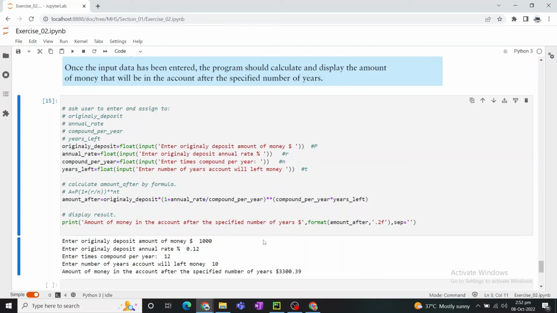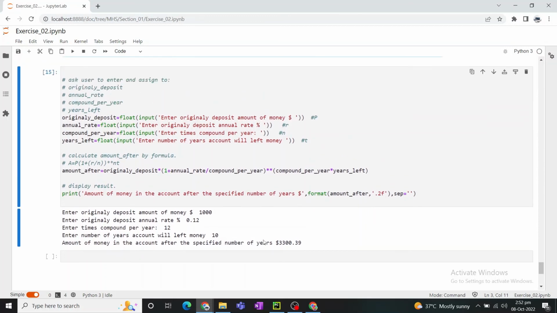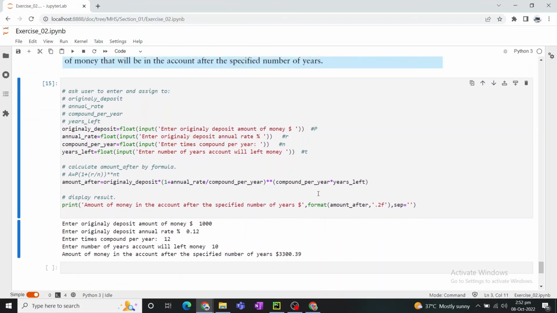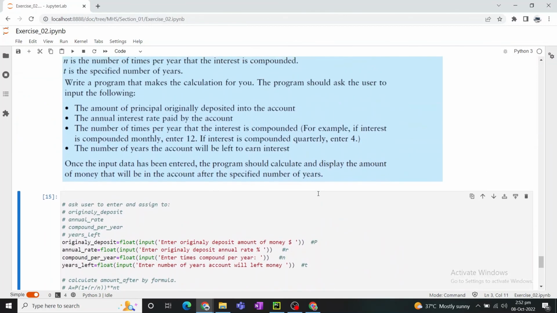So we can see after the 10 years we will have the total amount left in our account, and the accumulated amount will be $3,300.39. So this was the example, where we entered $1,000 compounded monthly at a 12% rate, which is too high, and it will accumulate after 10 years to $3,300.39 over here. So this was the last question of our session.